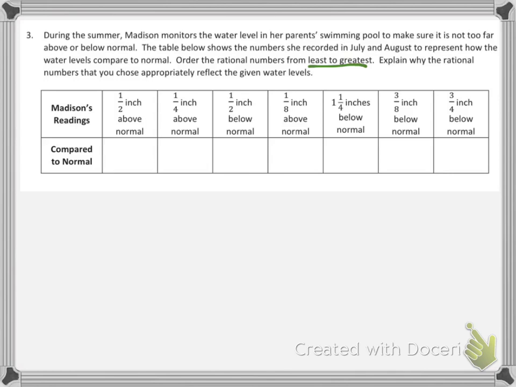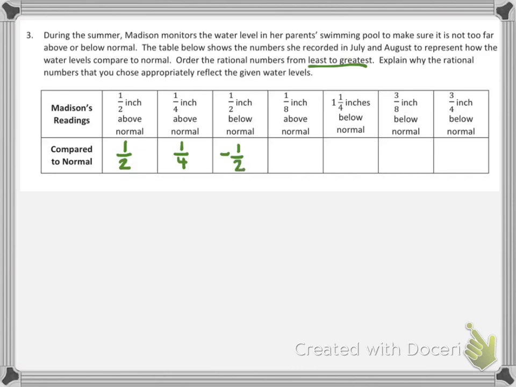Well, we just have above and below. Above is going to be positive, below is going to be negative. So 1/2 above, that's a positive 1/2. 1/4 inch above, that's a positive 1/4. 1/2 inch below is a negative 1/2.